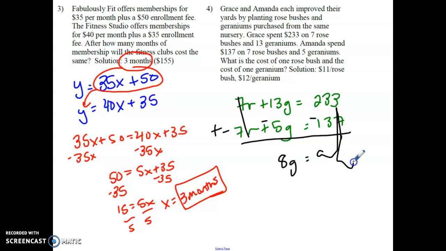Oops. See if I can fix that there. So 96, and then divide by 8 on both sides to get 12.